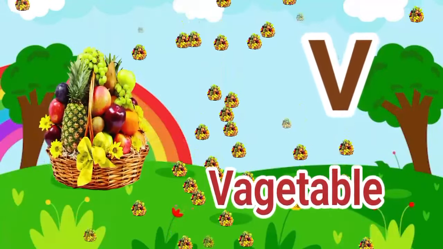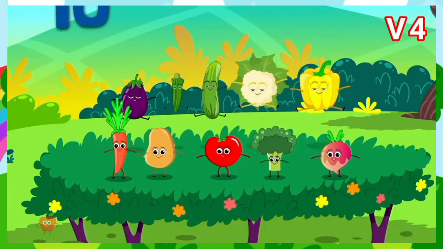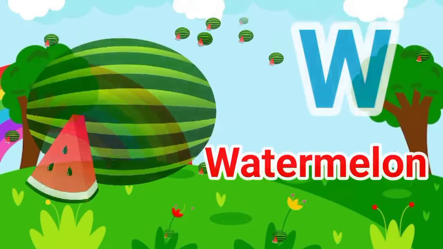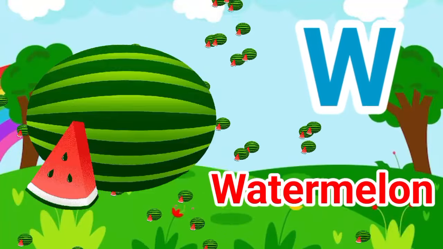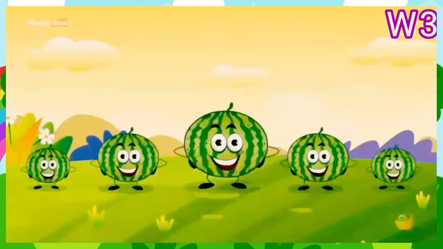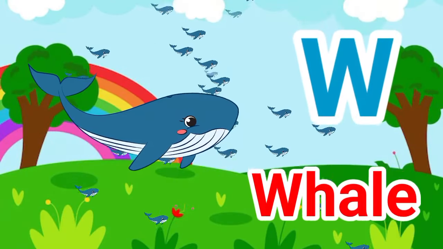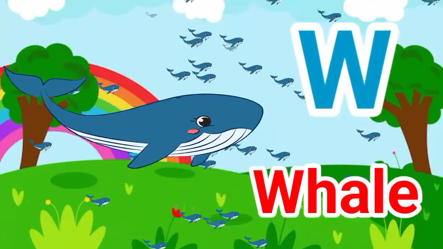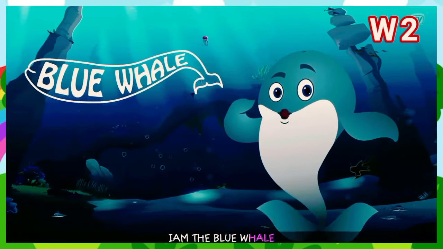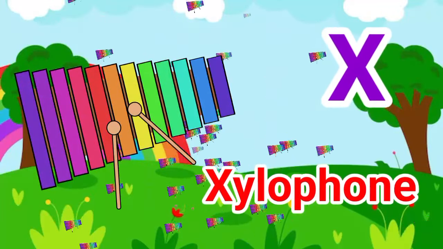V for vegetable. Vegetable means sabzi. 10 little vegetables jumping on the bed. W for watermelon. Watermelon means tarbuz. W for whale. Whale means whale. I'm the blue whale. I'm big.